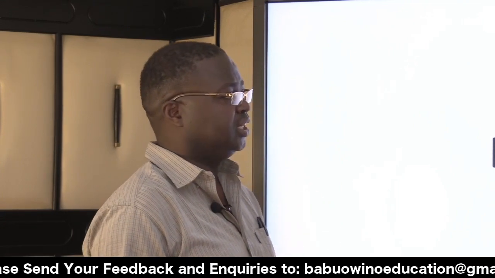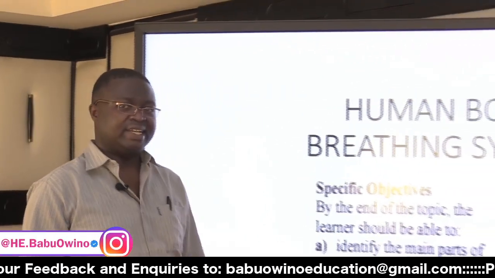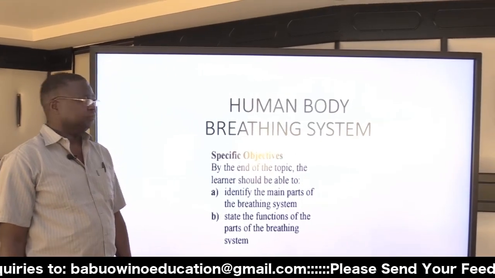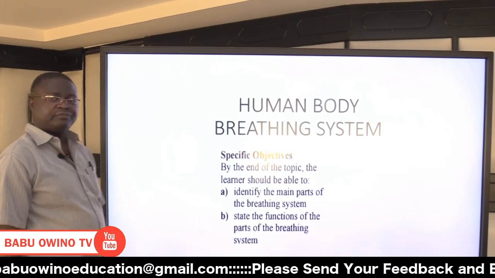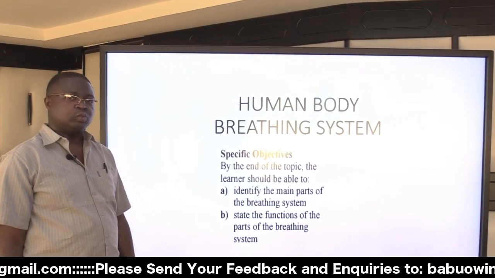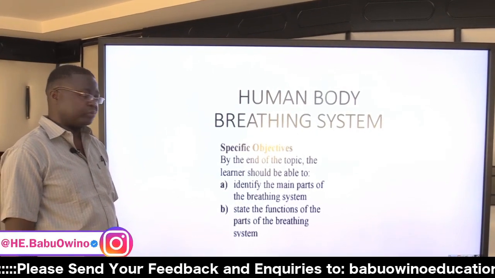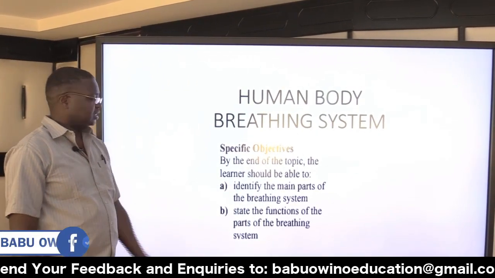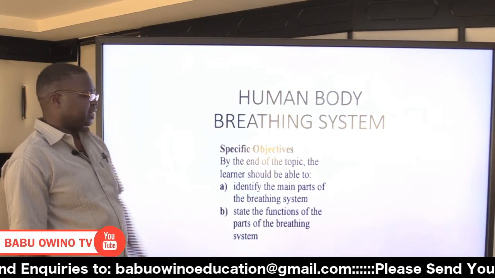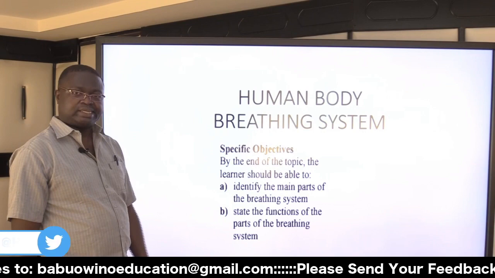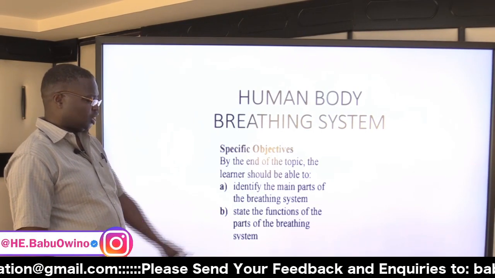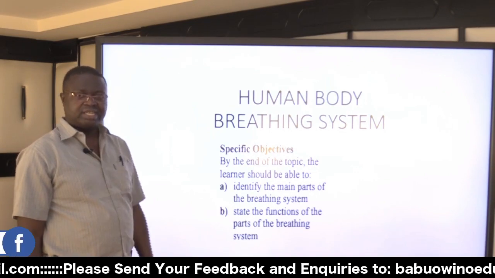Today's topic is the human body of standard 5. To take you through is Mr. Opio. Karibu. In class 5, our first topic is the breathing system. Some may like to call it the respiratory system, there is no problem. Our objectives are, by the end of our lesson, you should be able to identify the main parts of the breathing system, and state the functions of the parts of the breathing system.